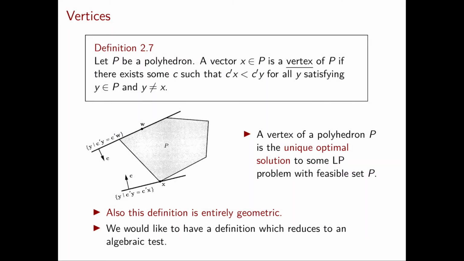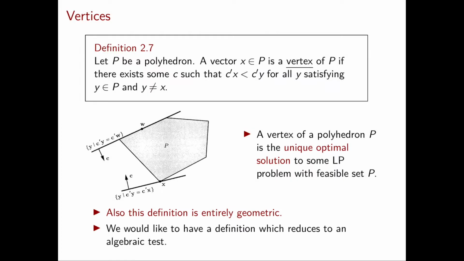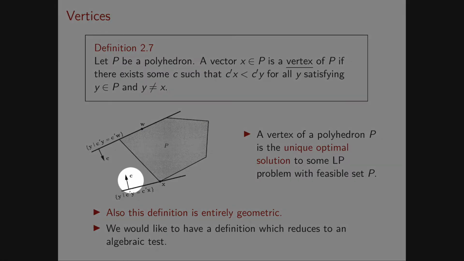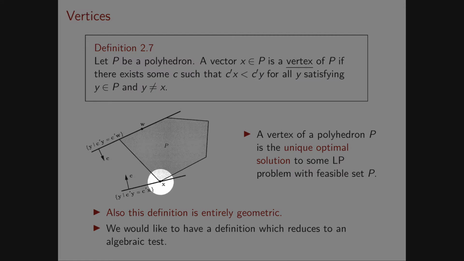What is the idea here? We've already discussed how corner points have a nice connection with optimal solutions of linear programming problems. And in fact, this definition goes exactly into this direction. The idea here is the following. This vector x, which is for us a corner point, is the unique optimal solution of the linear programming problem with feasible region P and where we minimize c transpose x, where c is this vector over here. And not only x is an optimal solution, but it's the unique optimal solution. This means that there's no other optimal solution to this linear programming problem.